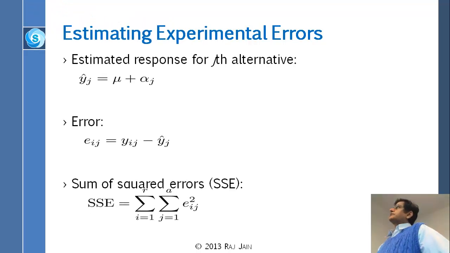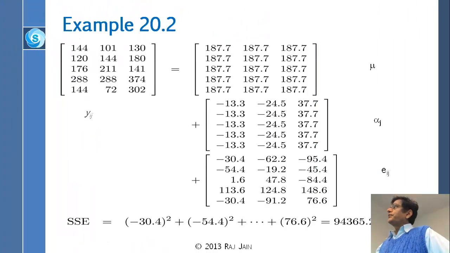Now we can do some interesting things with these errors. First thing is we can calculate the errors. We can calculate the sum of the squared errors, and then we can do more. So let's write down. First, this is the Y matrix, this is the mu matrix, this is alpha j's, alpha 1, alpha 2, alpha 3, and this is eij's, the difference. At 15 observations, we have written it down like this. So the sum of the squared errors is simply these 15 numbers added up. By the way, you will do this in Excel. So SSE would be 94,365.